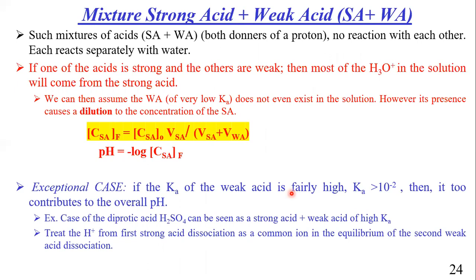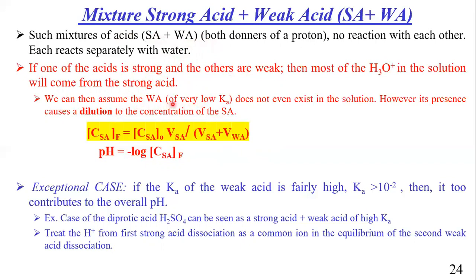You already have seen something like this when we talked about H2SO4, because that was a strong acid in the first dissociation and then a weak acid in the second dissociation. And you should have solved a problem where we looked at that in the problem set. Now, regardless, when we have mixtures of acids, whether strong or weak, don't forget that both of these are donors of H+, so there's no reaction with each other. Both of them will react with water.